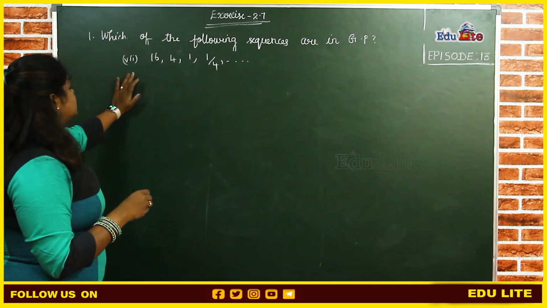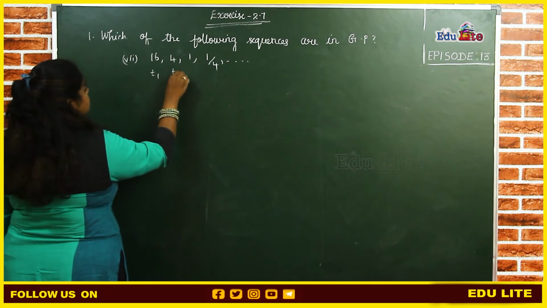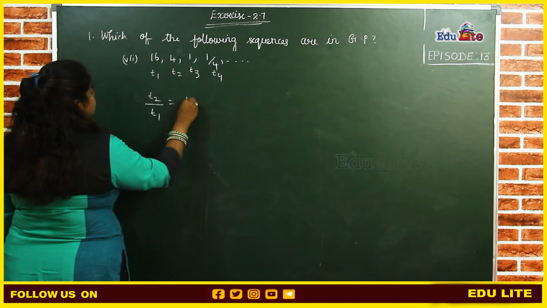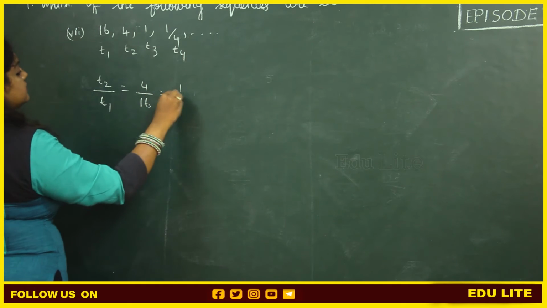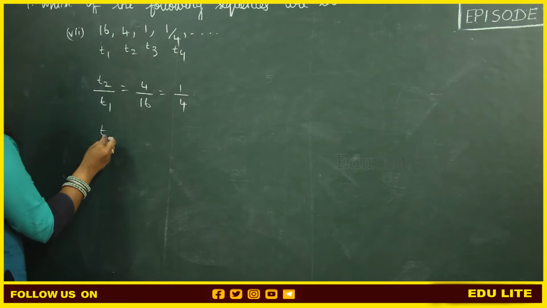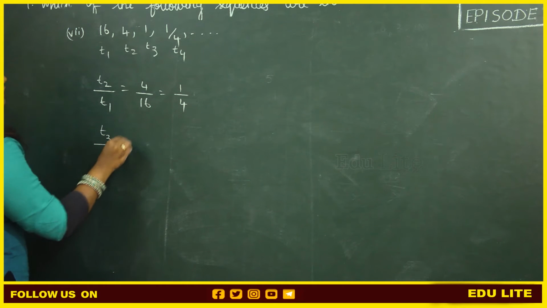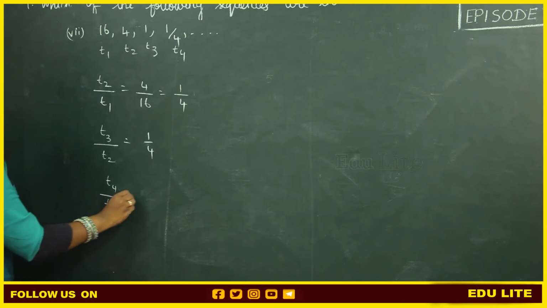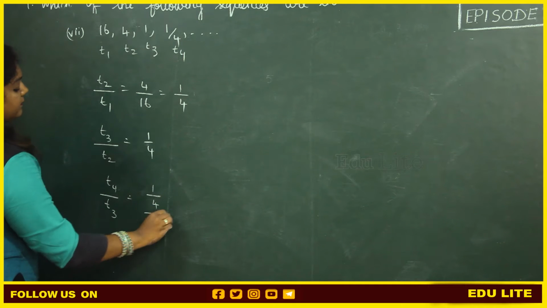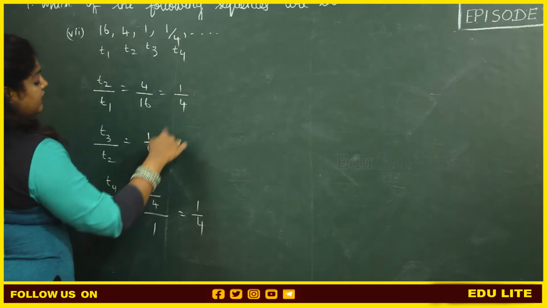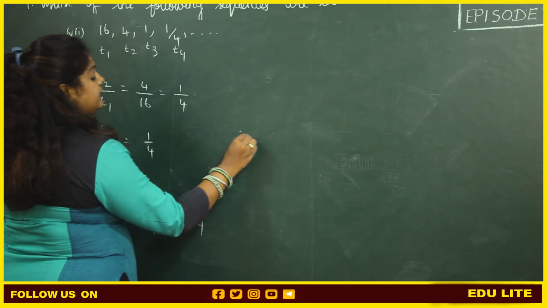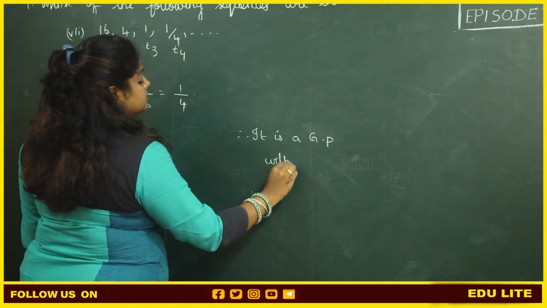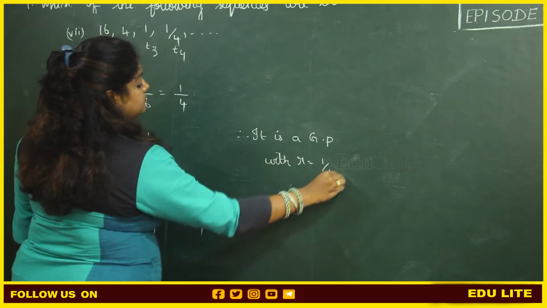The same we have to do for the 7th subdivision as well. T1, T2, T3, T4. Let us start with T2 by T1. Therefore 4 by 16, which is 1 by 4. Applying it to the next two consecutive terms, T3 and T2, which will give us 1 by 4. Next, T4 by T3. T4 value is 1 by 4, T3 value is 1, which is 1 by 4. Therefore, the common ratio is constant, so it is a GP with R equals 1 by 4.